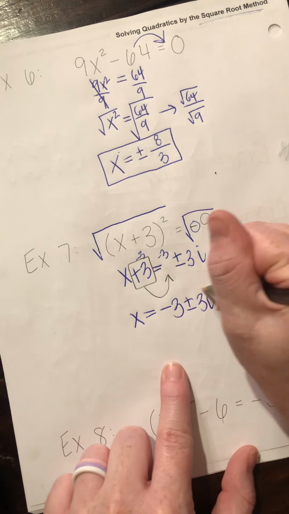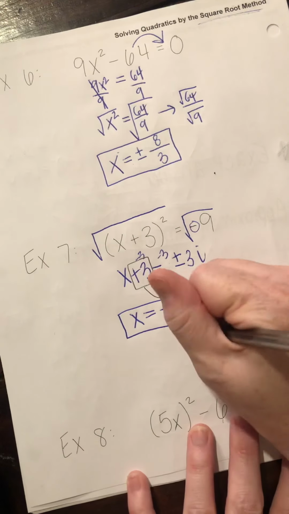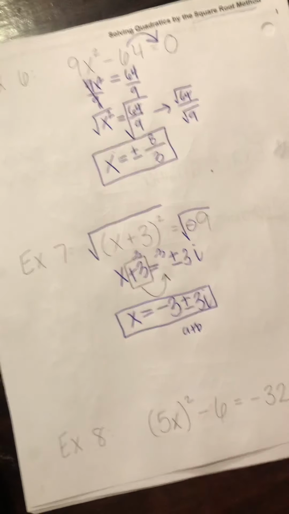If you'll notice, this right here is standard form of a complex number. Remember, a plus bi.